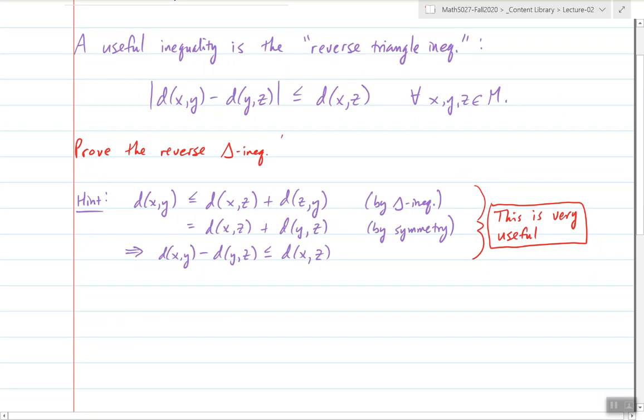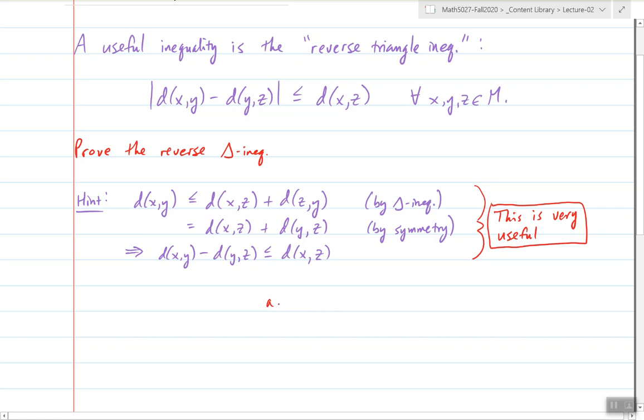I'm telling you to prove it. You should prove it. I give you a hint, and I basically work out the details that you need, and if you follow this hint and think about it, you should be able to see how to go the other way. I prove that d of xy minus d of yz is less than or equal to d of xz. You need to prove that d of yz minus d of xy is less than or equal to d of xz.